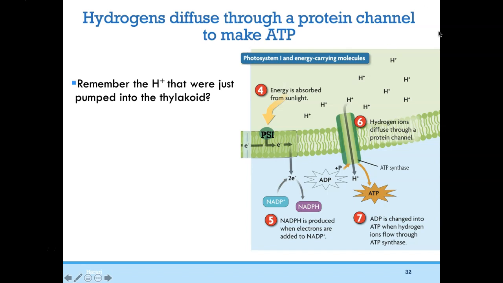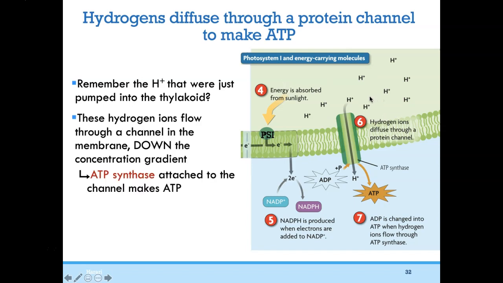Now, remember all those H pluses that were pumped into the thylakoid by the electron transport chain? These hydrogen ions now flow through a channel in the membrane down the concentration gradient. They're going to go from high concentration to low concentration. And as they go through that protein channel, they're going to power a special enzyme called ATP synthase. And ATP synthase can convert the potential energy from this concentration gradient into ATP. So ATP is formed when hydrogen ions go from high concentration to low concentration.